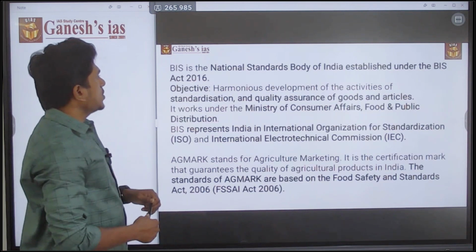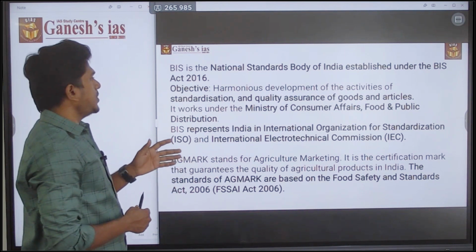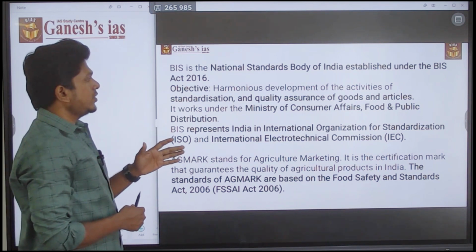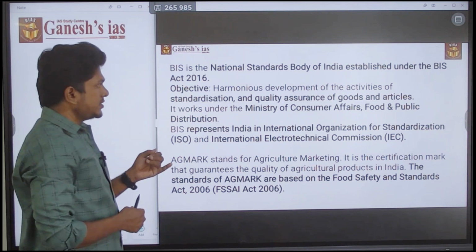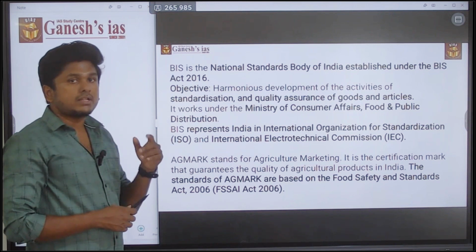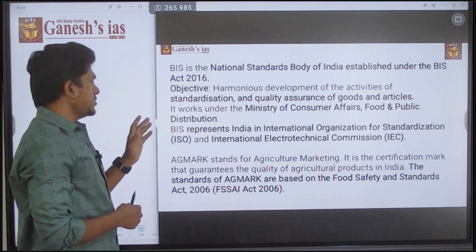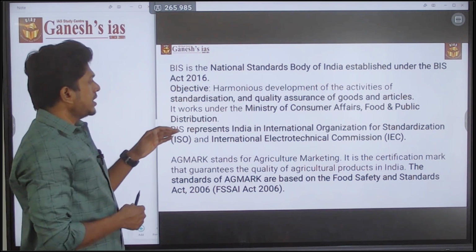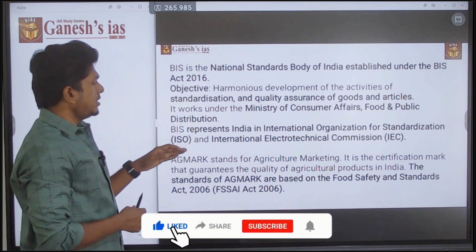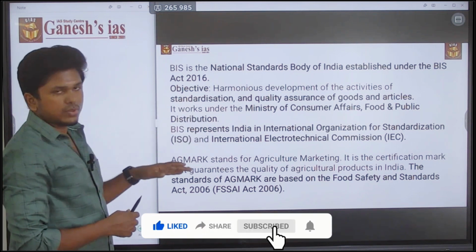See, the BIS is the national standards body of India, established under the BIS Act of 2016. The objective is to harmonize the development of the activities of standardization and quality assurance of goods and articles. It works under the Ministry of Consumer Affairs, Food and Public Distribution. BIS represents India in international organizations for standardization, ISO, and the International Electrotechnical Commission. So these are the things about BIS.